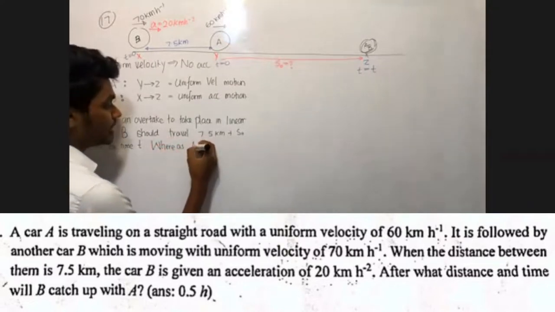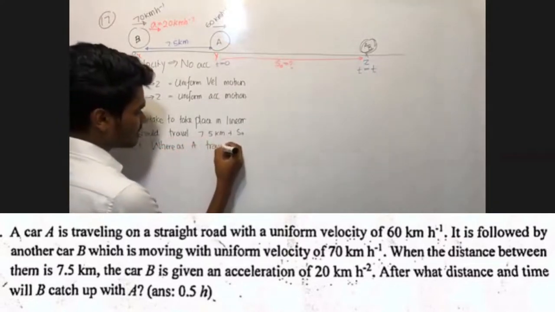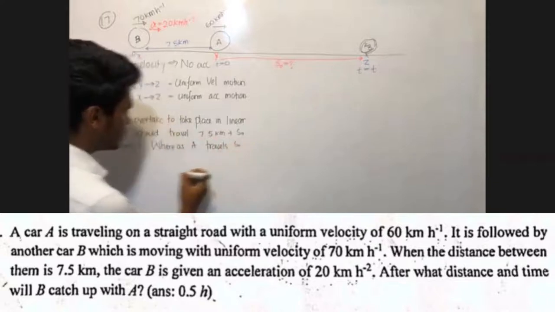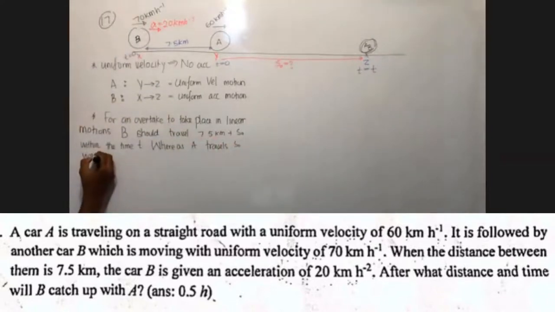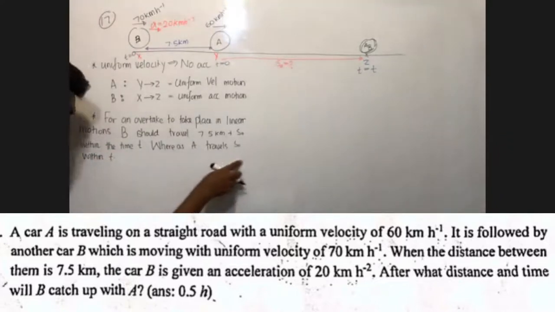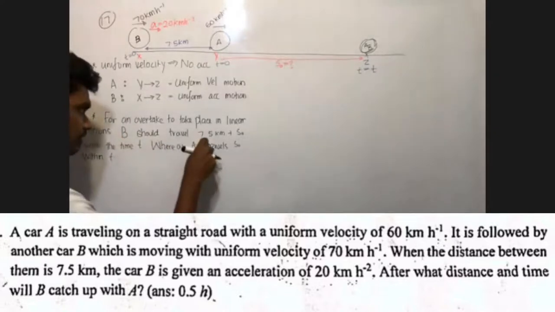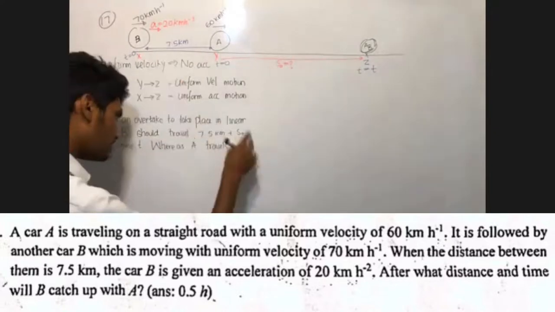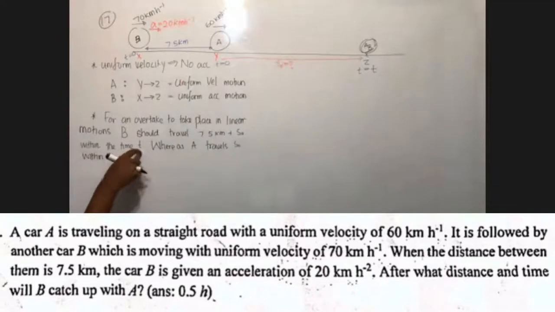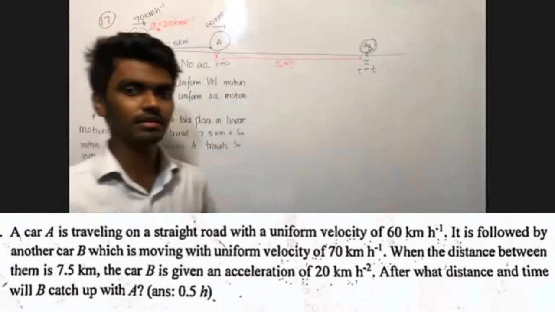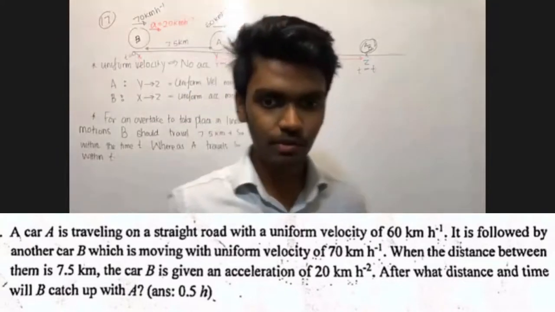Whereas A travels S naught within T. If A travels S naught within T time, B should travel 7.5 kilometers plus S naught within the same T time to overtake A.